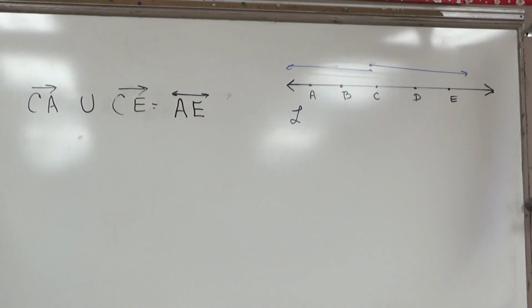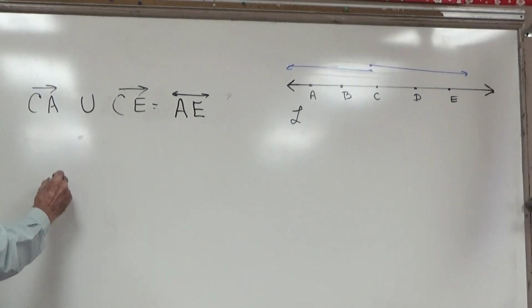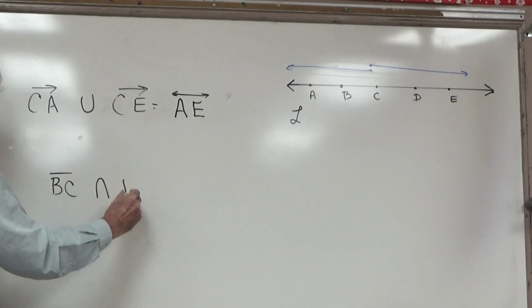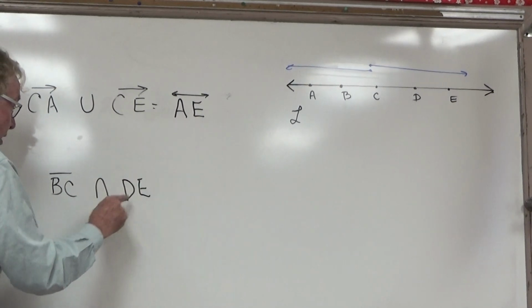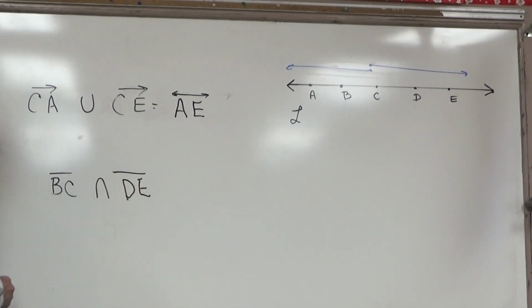What's the next question, Mr. Fisher? Well, let's see here. We have the fourth one? Segment BC, yes sir, intersection with segment DE. BE? No, DE. DE. Yes, sir. Thank you.